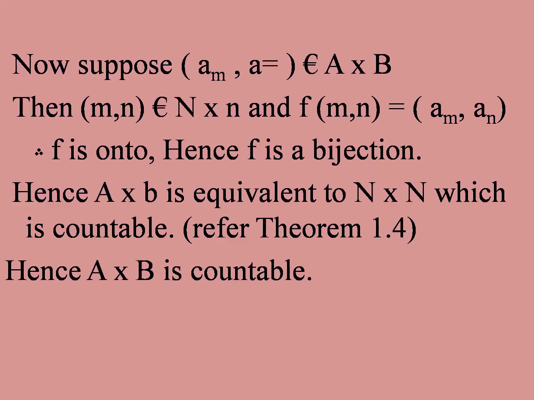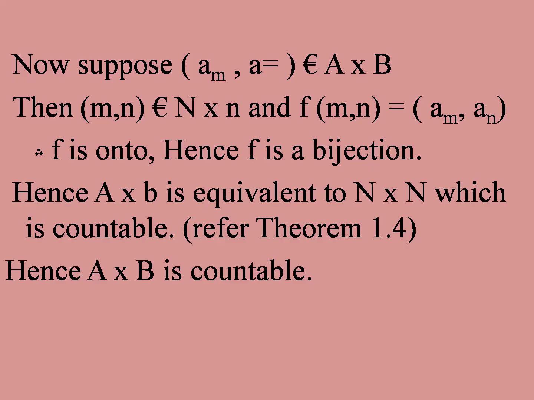Hence f is onto. Now choose the element (am, an) belonging to the codomain A cross B. Then there exists an element (m, n) in the domain N cross N such that f of (m, n) equals (am, an). This is the condition of onto. Hence f is onto. So f is one-one and onto. f is a bijection. The map is a bijection. The two sets are equivalent. Therefore A cross B is equivalent to N cross N.